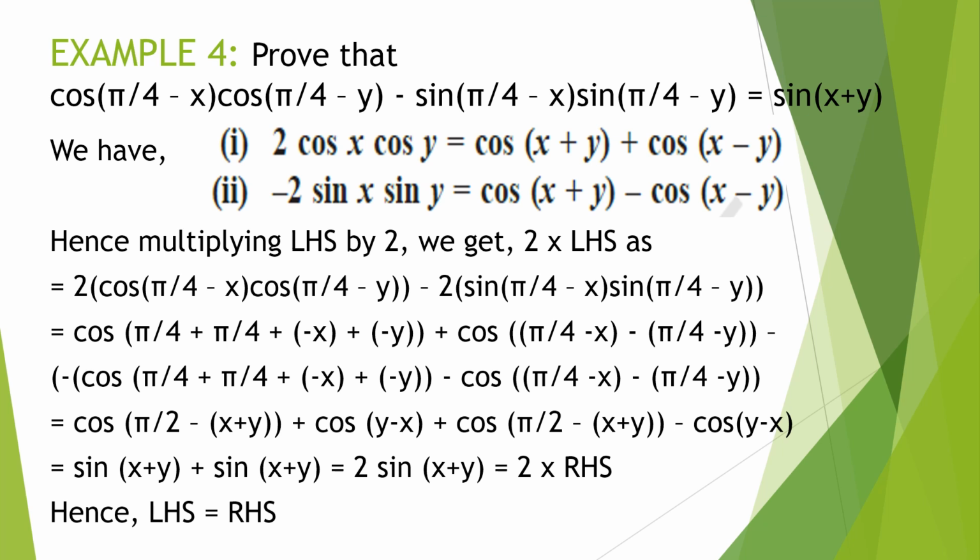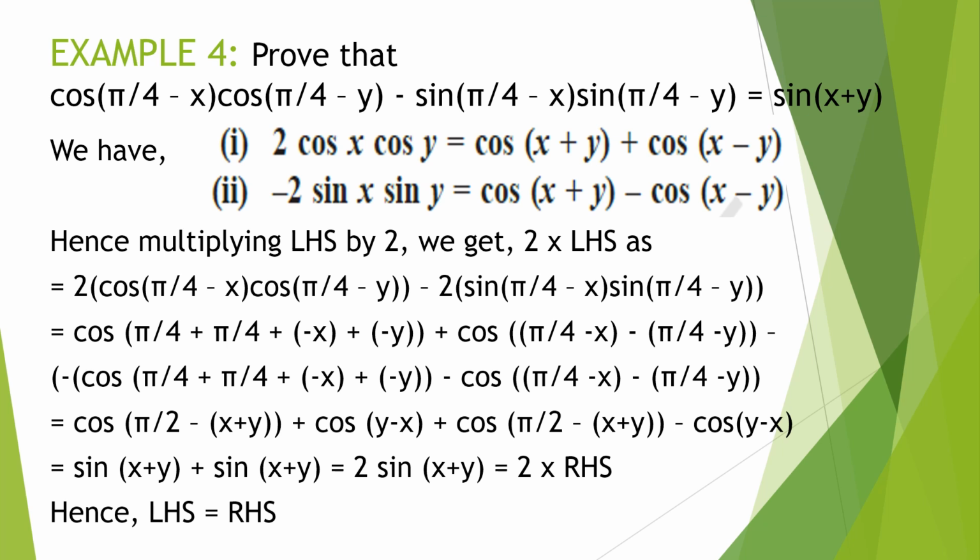So cos of (pi by 2 minus (x plus y)) will become sine of (x plus y), correct? Since pi by 2 minus (x plus y) lies in the first quadrant, everything is positive, so cos will change to sine (x plus y). The second term, cos of (y minus x), gets cancelled out with minus cos of (y minus x). The third term, again cos of (pi by 2 minus (x plus y)), will become sine of (x plus y). So we have 2 times sine of (x plus y), which is 2 into the right hand side.